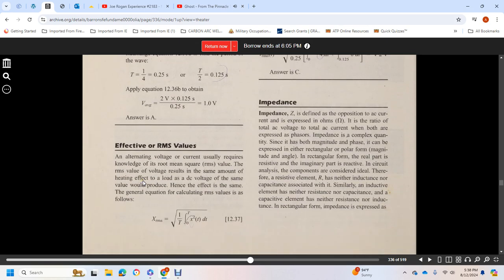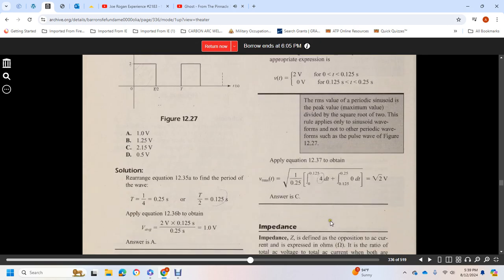Alright, effective or RMS, root mean square values. Alternating voltage and current used in practice require knowledge of the root mean square value. The root mean square voltage produces the same heating effect in a load as the DC voltage of the same value would produce. Hence, the effect is the same. The general equation for calculating root mean square values is as follows: the RMS value is equal to the square root of 1 over the period T times the integral from 0 to T of x squared of t dt.